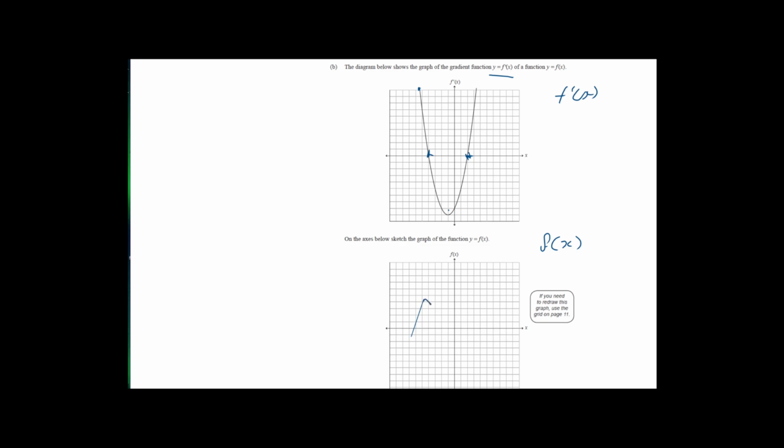So it's going to get more and more negatively sloped, and then it's going to become less negatively sloped, and then when it crosses the x-axis there, from everywhere onwards from here, it's going to become positively sloped, and more and more positively sloped. So it's going to kind of look like that. Again, I'm not an artist.